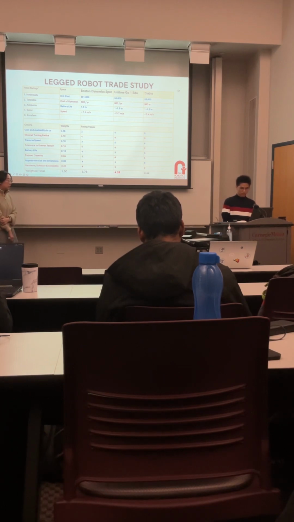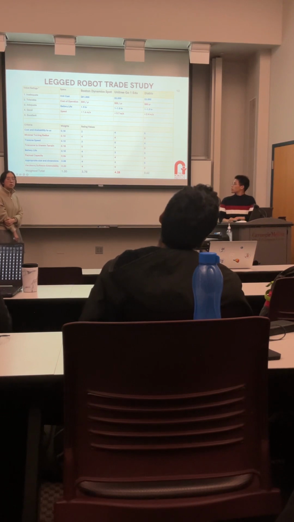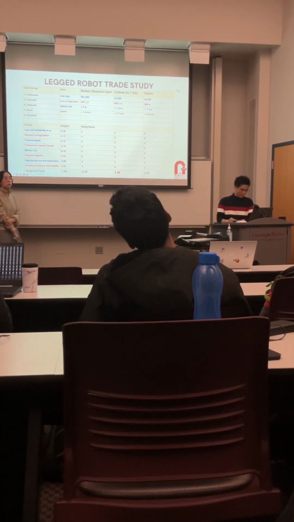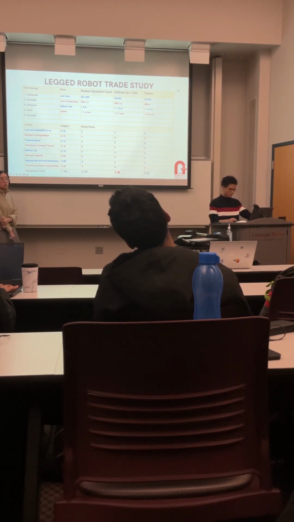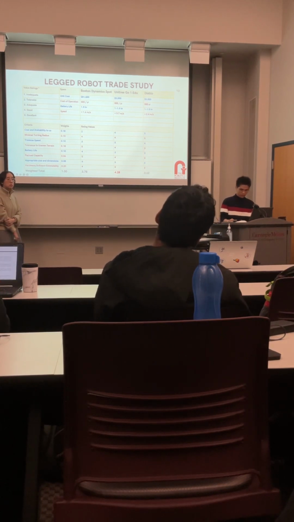So on top of the cost, availability, and terrain adaptation ability, we prioritize maneuverability parameters such as minimal turning radius to make sure that the robot will be able to navigate around narrow spaces. From a development point of view for us, we give the hardware and software extensibility the biggest weight, which is 0.20 weight. This aims to help us have more flexibility when we need to make design changes.